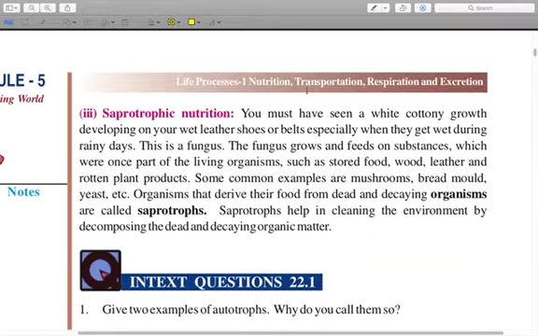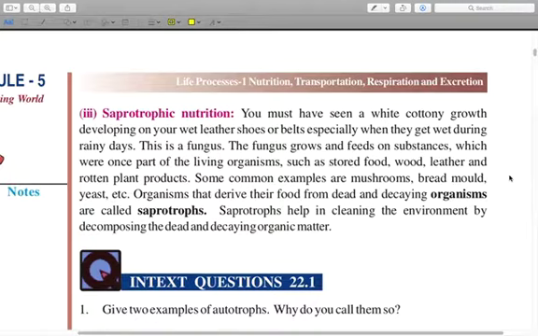So if you have kept a bread and you have not eaten that for some days, what will happen? You will see a small white color formation on the bread, right? So that basically is a fungus. It takes the nutrition from decaying organic matter. Also if it's wet leather shoes or belts, if you have kept them for some period without using them, you will see some white cottony growth on them. So this is fungus. They grow and feed on substances which were once part of living organisms, such as stored food, wood, leather, or rotten plant products. So they are like dead decaying matter. They are decaying, and the fungus takes its nutrition from that.